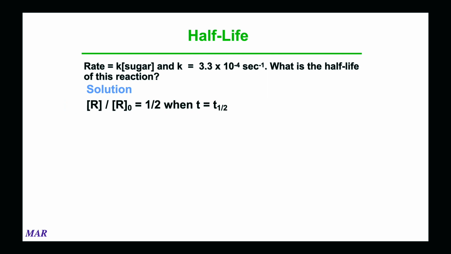If you're at a half-life, then R over R0, i.e. the amount you have left divided by the amount you started with, is going to equal 1/2. So if you started with 1 mole, you'd be at half a mole, and half divided by 1 is 1/2.